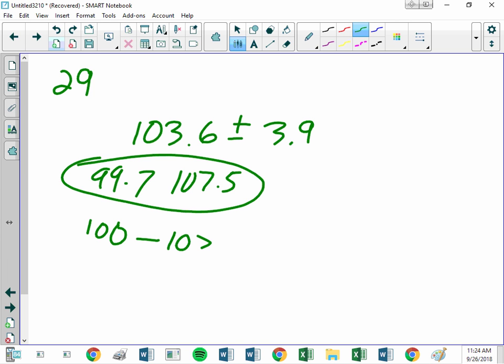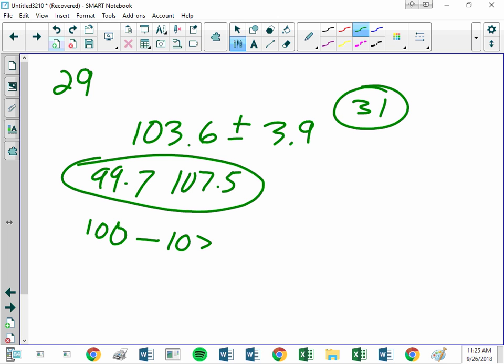So look on your calculator, and can you see how nice it is that it's sorted on your calculator? Makes your job a lot easier. So 1, 2, 3, 4, 5, 6, 7, 8, 9, 10, 11, 12, 13, 14, 15, 16, 17, 18, 19, 20, 21, 22, 23, 24, 25, 26, 27, 28, 29, 31. Is that what you guys got? 31.